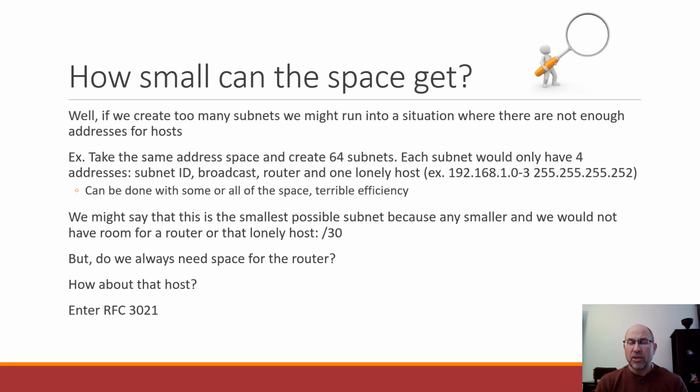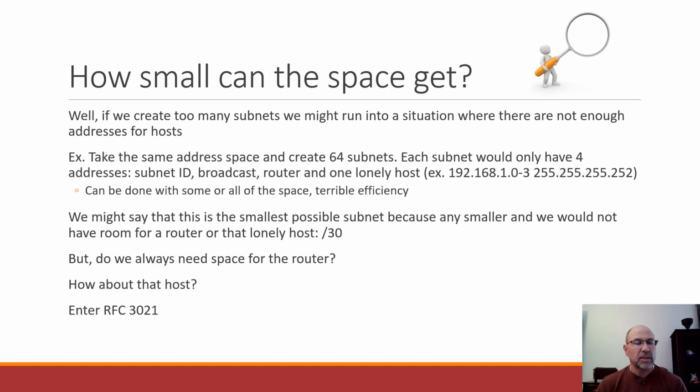You can do that with some of the address space or all of the address space, but of course if you got there, half of your address space would be used for subnet IDs and broadcast. Terrible efficiency, terrible. So we might say that this is the smallest possible address space, because if we did 128 subnets in a class C, there would be no room for the router, and no room for the host. So /30 might be the smallest we could go.